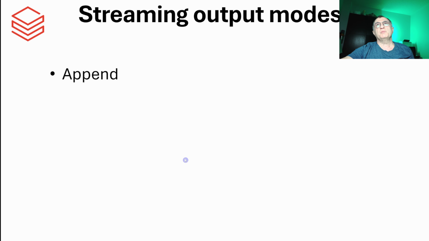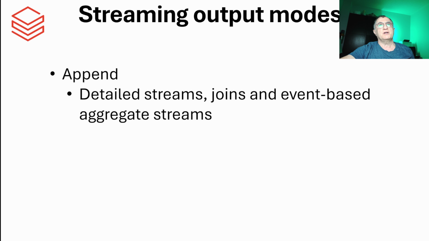Let's talk about streaming output modes. There are three output modes: append, update, and complete. Their names are self-descriptive. So with append mode, the rows in the destination tables are only appended, so you never update the rows. So it's a great option for detailed streams, like the ones we have been building so far, where you are applying only transformations like select and mapping. You can also use it for joins and event-based aggregate systems.